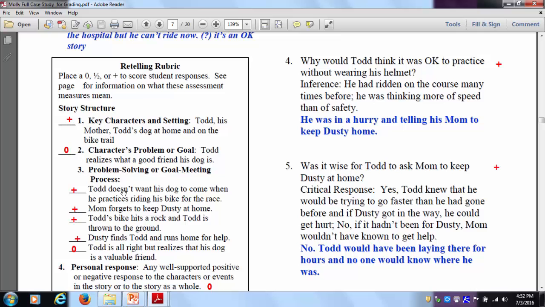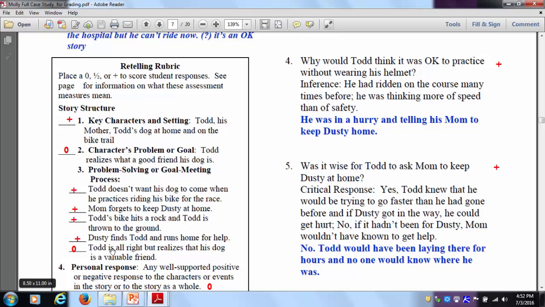But look at this. Todd doesn't want his dog to come when he practices riding. Plus. Mom forgets to get Dusty. Plus. Todd's bike hits a rock. Todd's thrown to the ground. Now, he gives you enough here to give it full credit because the whole point is Todd's knocked down. And then Dusty finds Todd, runs home for help.